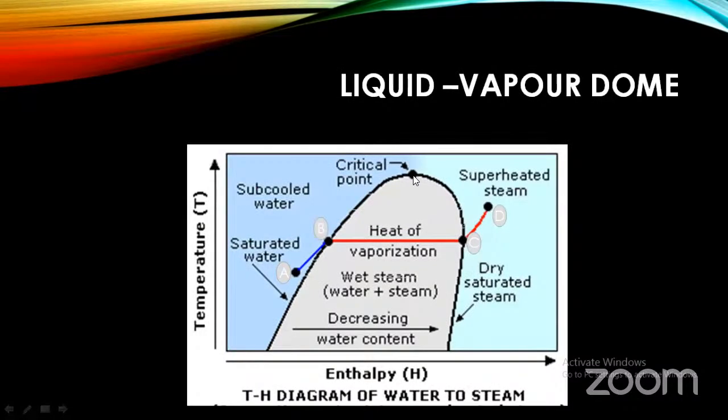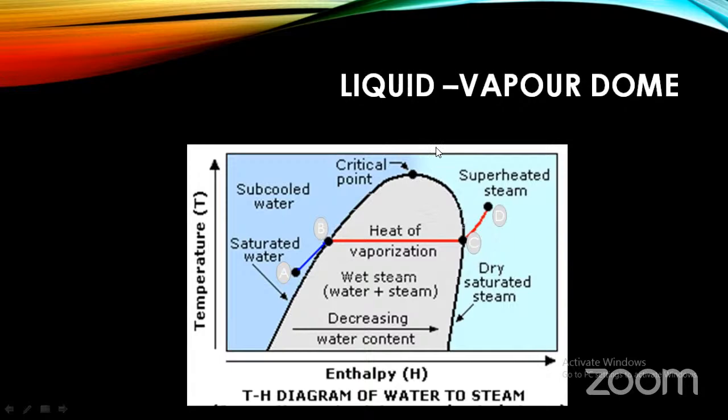So this is the point called the critical point, where the saturated water and saturated steam curves meet. That means at this particular point there won't be any intermediate phase. That means we won't have wet steam at all. The water will be directly converted into steam. Instant conversion of liquid water to dry steam will be there at the critical point.